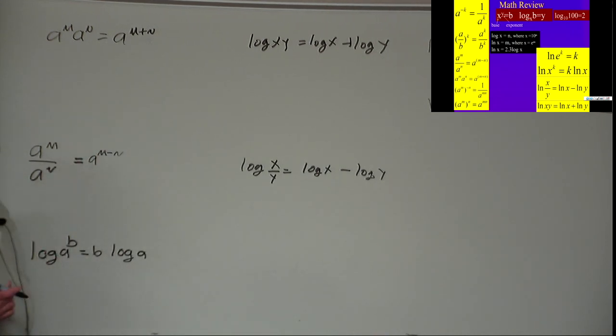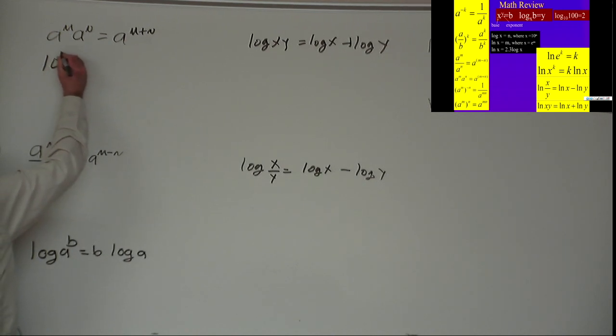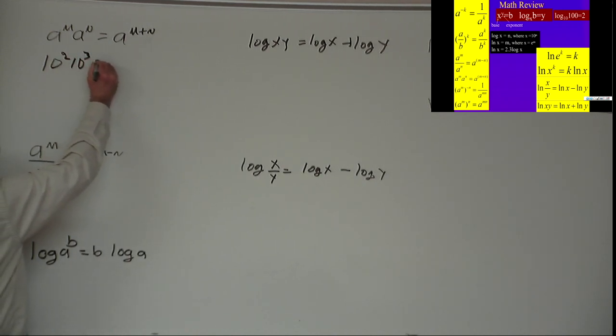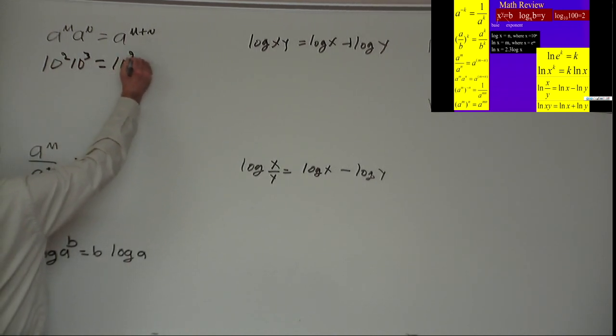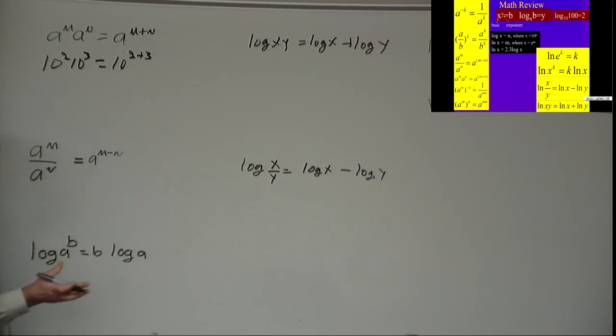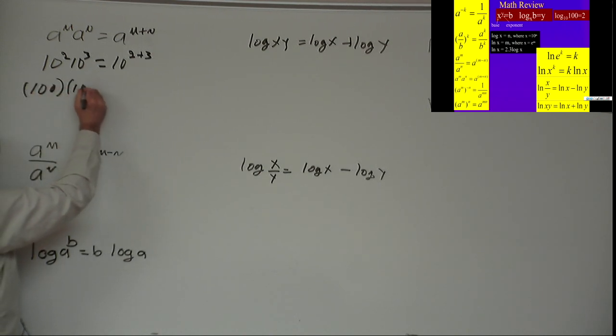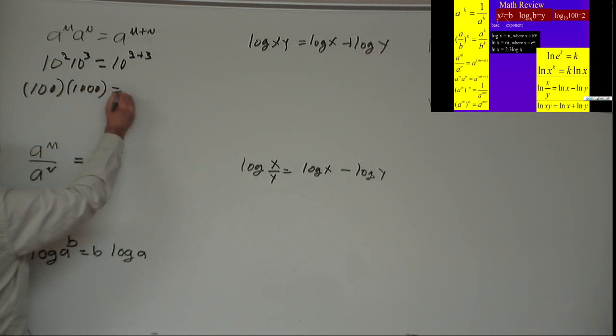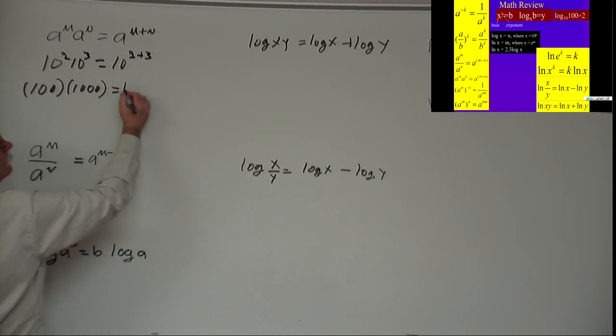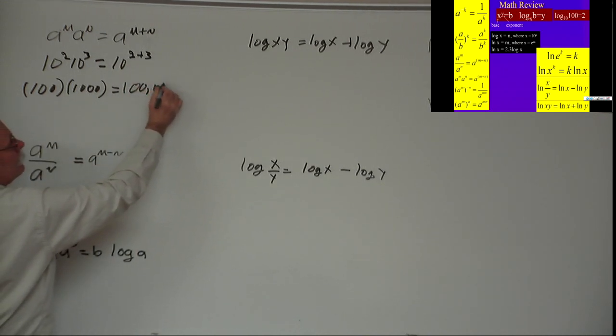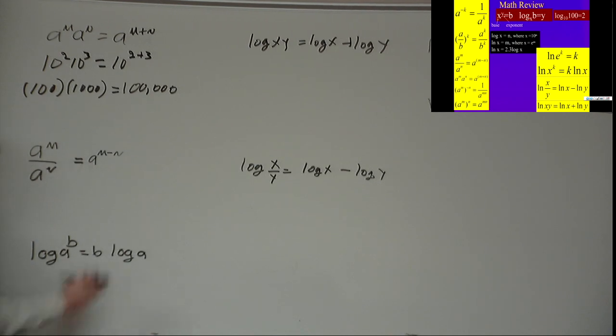I think everybody in this room could do 100 times 1,000. So I could say 10 squared times 10 cubed is equal to 10 to the 2 plus 3. Now let's check that out, okay? 10 squared is 100. 10 cubed is 1,000, and 10 to the 2 plus 3 is 10 to the 5th, which with 5 zeros is 100,000, and 100 times 1,000 is 100,000.